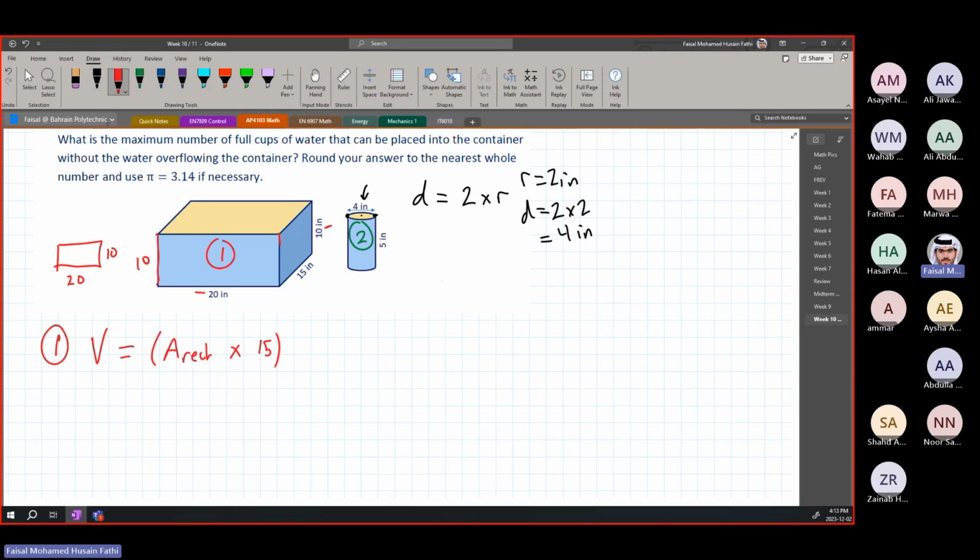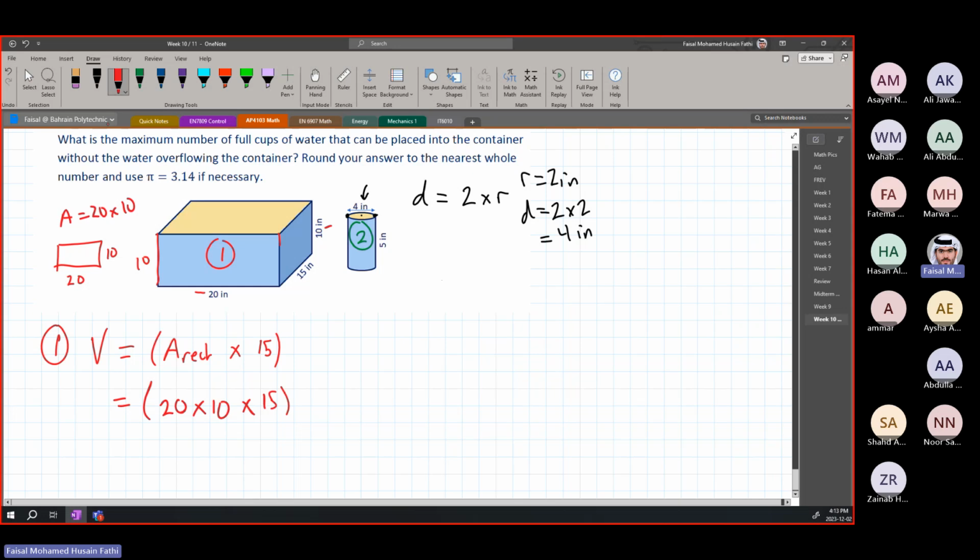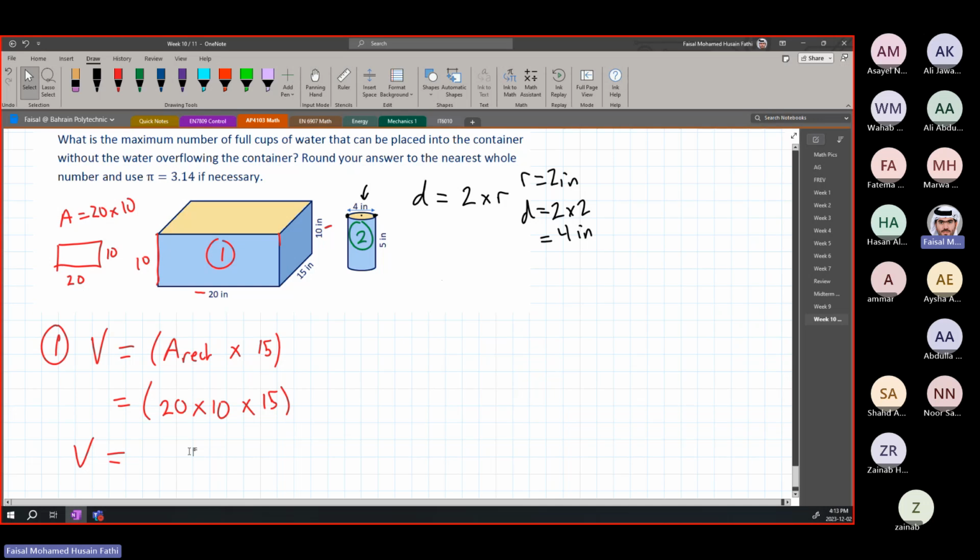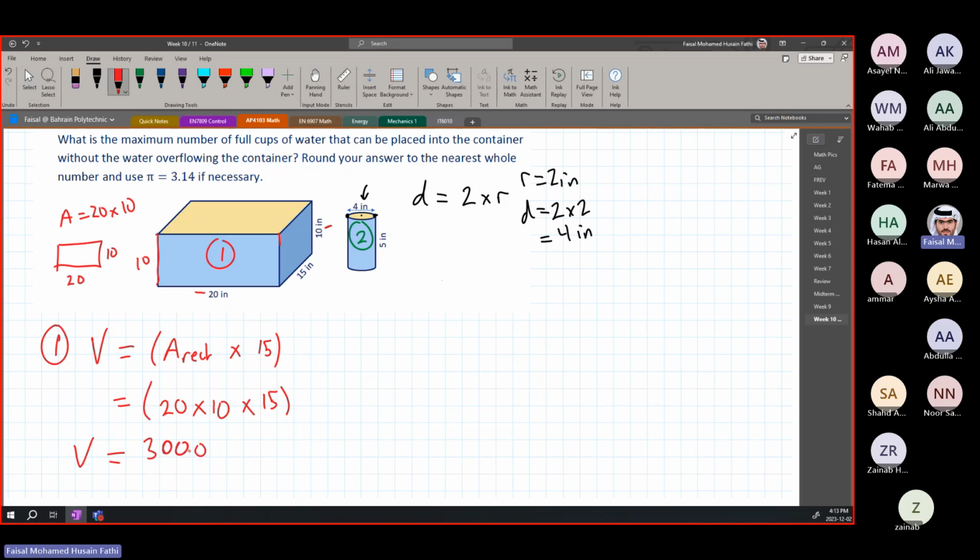Volume is going to be equal to, what's the area of the rectangle? Area is equal to 20 times 10. So 20 times 10 times 15. Put this all in a calculator: 20 times 10 times 15 is 3,000. 3,000 what? We are given everything in inches, so this is going to be inches cubed. Okay? Let's move on. Number 2.